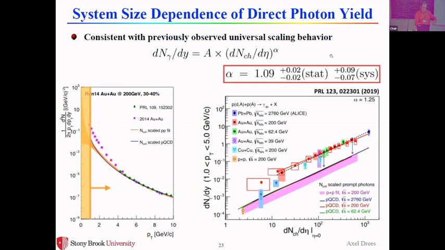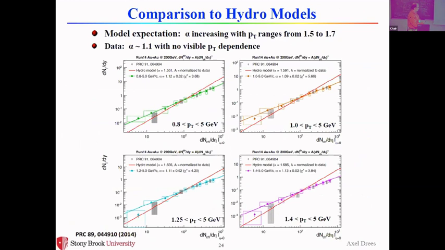If you compare this to theoretical models, shown here for different lower thresholds in pT, then in the data you get basically the same slope. If you can read this, it's always 1.1. However, for models, you would expect that alpha increases as you move to higher pT, and it does, from 1.55 to roughly 1.7. And then to wrap up this story, we extracted the slope in finite pT ranges.